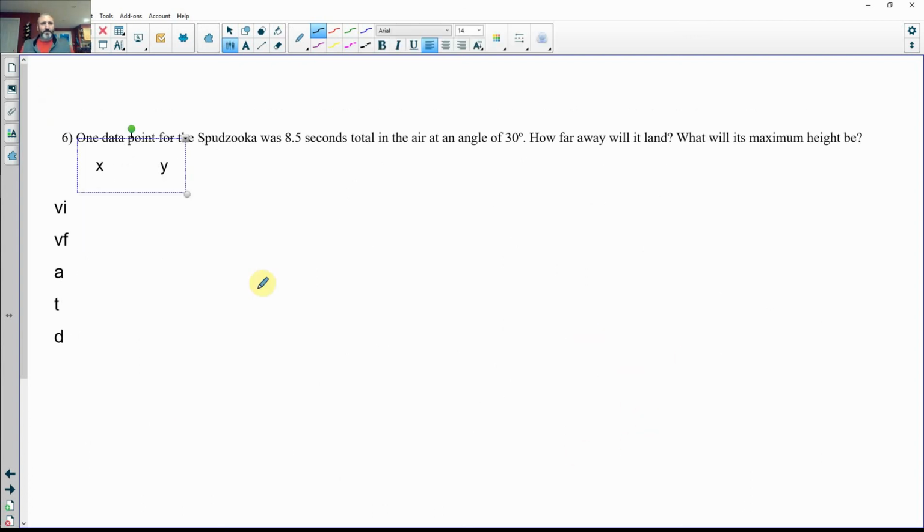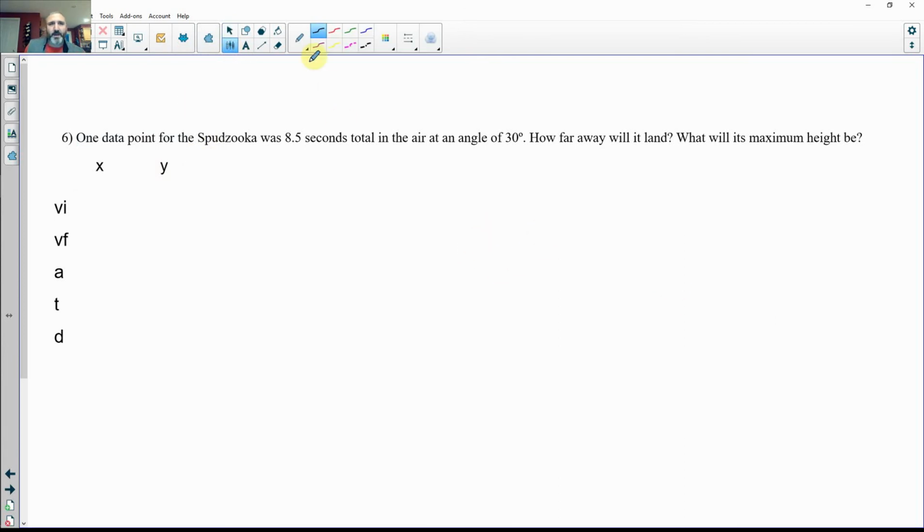Now, one data point for the potato cannon. This bazooka was 8.5 seconds total in the air at an angle of 30 degrees. So now we're figuring out how far away it's going to land, what its maximum height is going to be. This is a weird problem because I don't give you the initial velocity. We have to be ingenious to figure out what's actually going on. This is actually going to take a little bit of time. So here's what I can do.